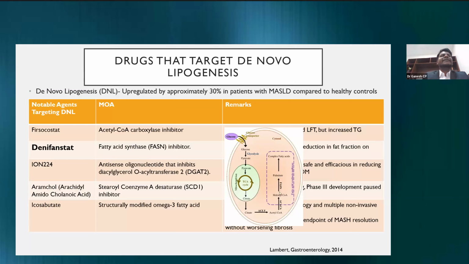Another fascinating drug is denifanstat, which inhibits FASN. FASN is fatty acid synthase, which drives the de novo fatty acid synthesis pathway. By inhibiting it, it has been shown to reduce fibrosis and also fatty steatosis in the liver. But still, this is in the phase 2 study, though it is improving. It is a fascinating drug which might come in the future.